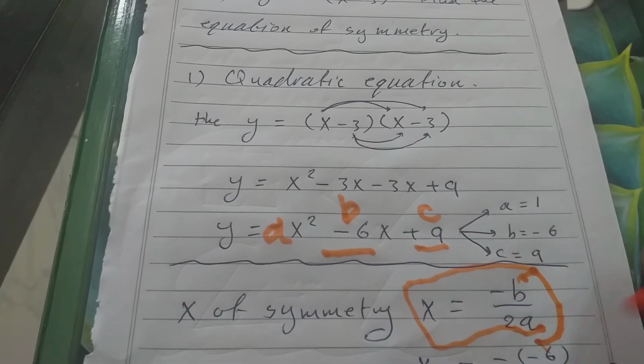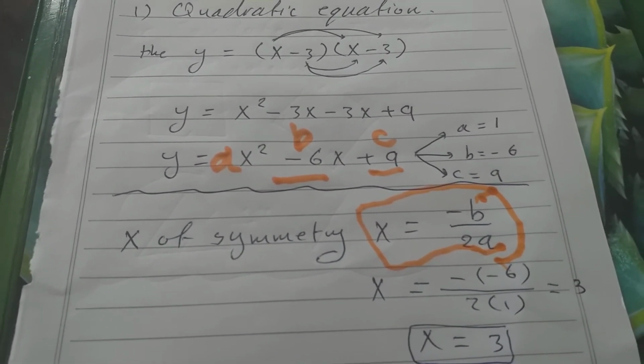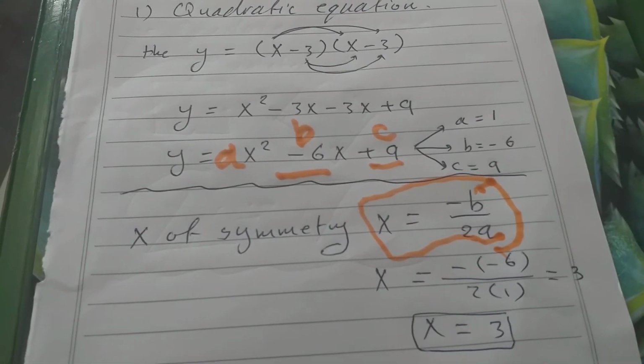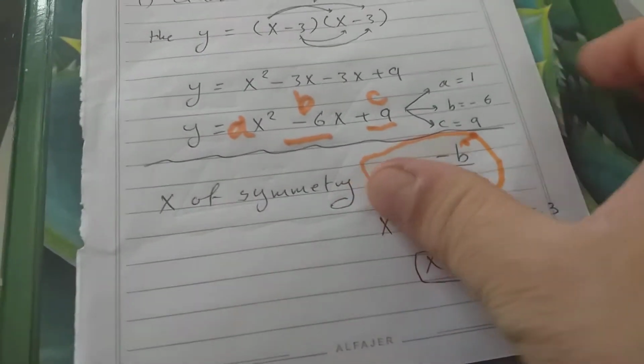I need you to memorize it. x equals negative b over 2a. What's b? It's negative 6. So negative times negative 6 over 2 times 1, then x equals 3. This is the meaning of the x of symmetry.